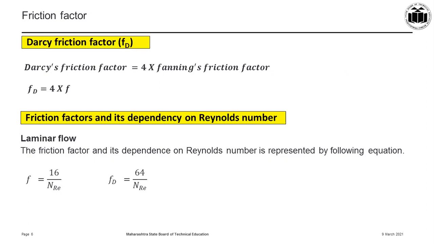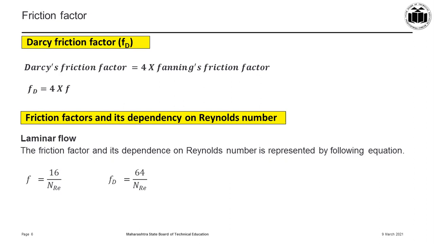Now there are two popular friction factors used in the literature. First is Darcy's friction factor, also known as Darcy-Weisbach friction factor. Basically, Darcy's friction factor is equal to 4 into Fanning's friction factor. So fD is equal to 4 into f, where small f is the Fanning friction factor. We have seen earlier that it is the ratio of wall shear stress divided by the product of density into kinetic energy per unit mass.